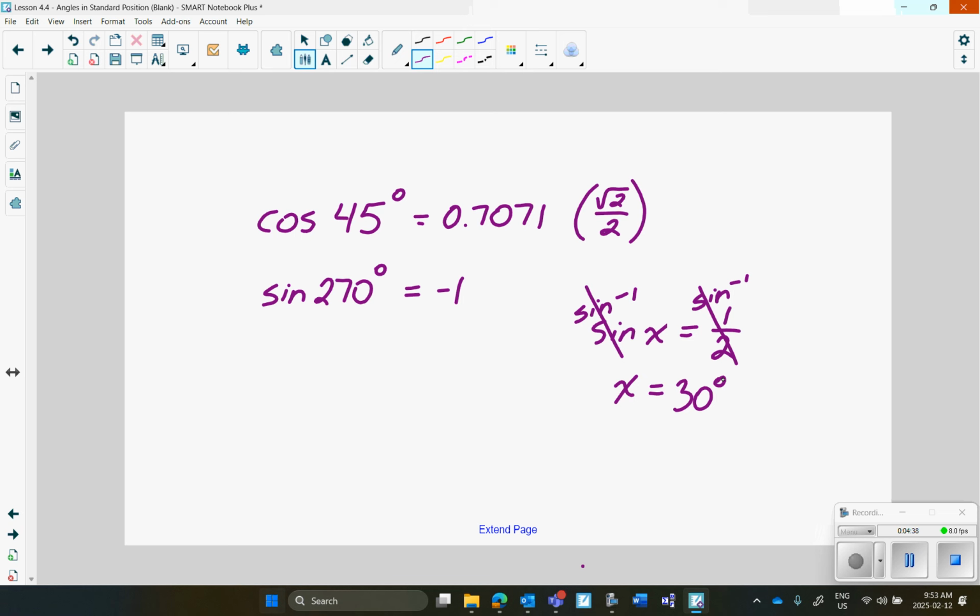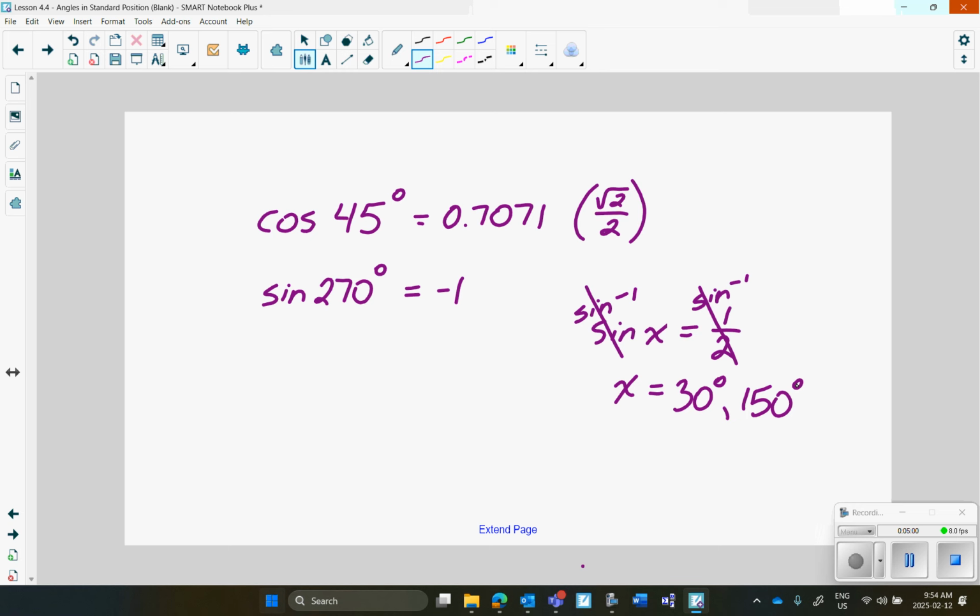Do the sine of 150 degrees on your calculator. 0.5. It's the same thing. So that means this trig equation actually has 2 answers. 30 degrees will work. Sine 30 is 1/2, and sine 150 is 1/2. That's something else we're going to look at.